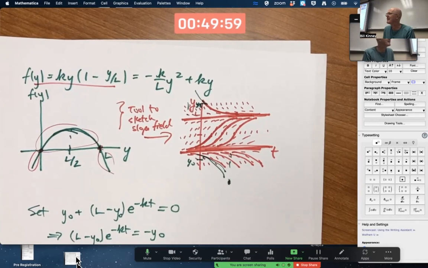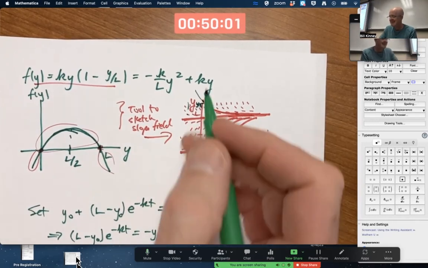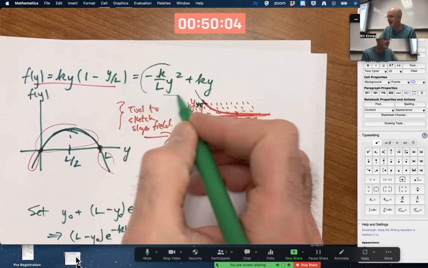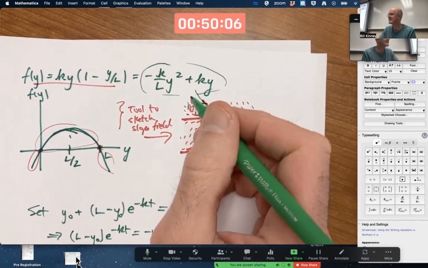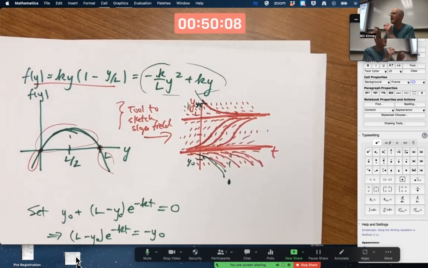Well, why did that happen? In a nutshell, it's because we got a function on the right-hand side that's nonlinear in y. And so, as a little hint, we'll come back to this a little on Thursday, it's not satisfying a Lipschitz condition in y.